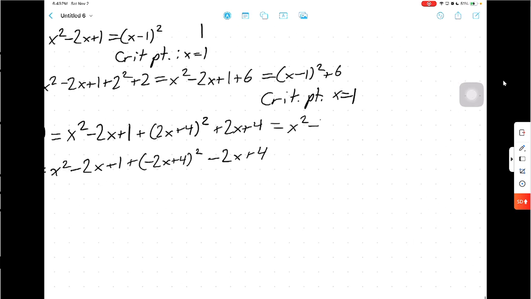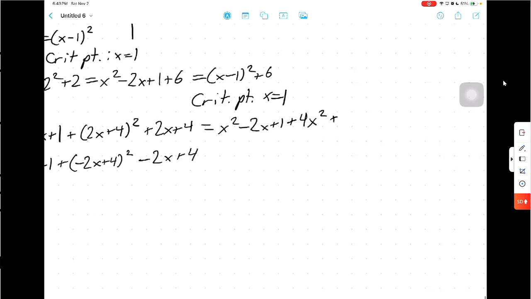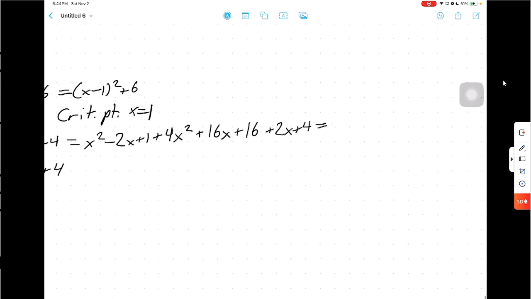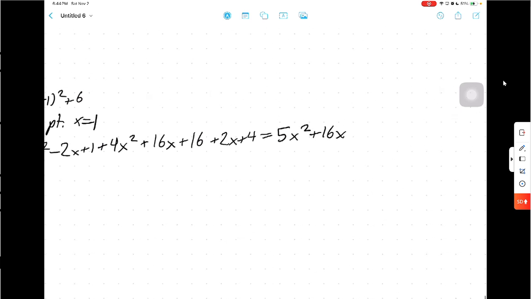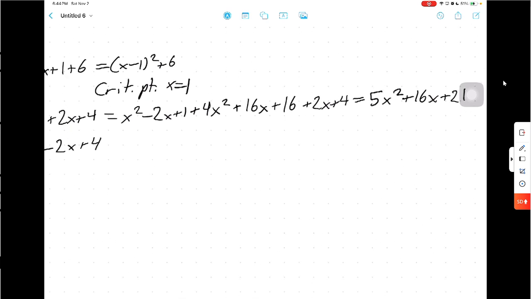This one is x squared minus 2x plus 1 plus 4x squared plus 2 times 2x plus 4. That's going to become 8x, 16x plus 16 again, plus 2x plus 4. Let's see, what is this? 5x squared plus 16x and then plus 21. Yep, that's it.